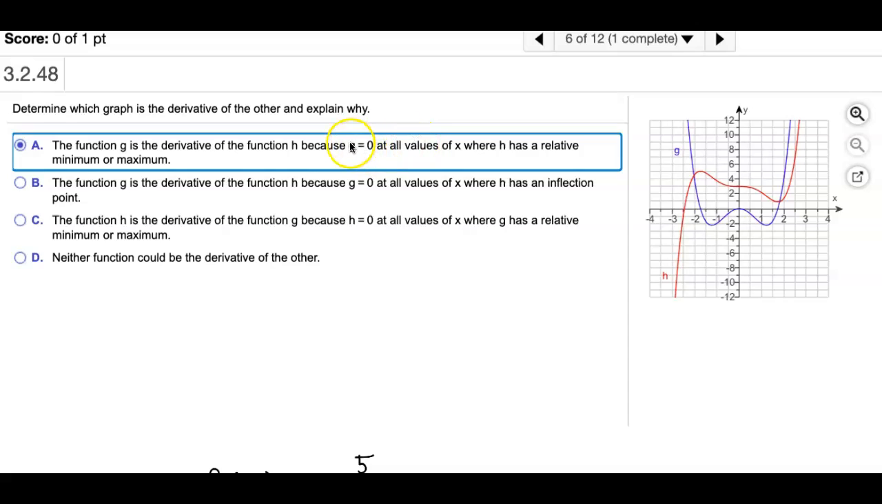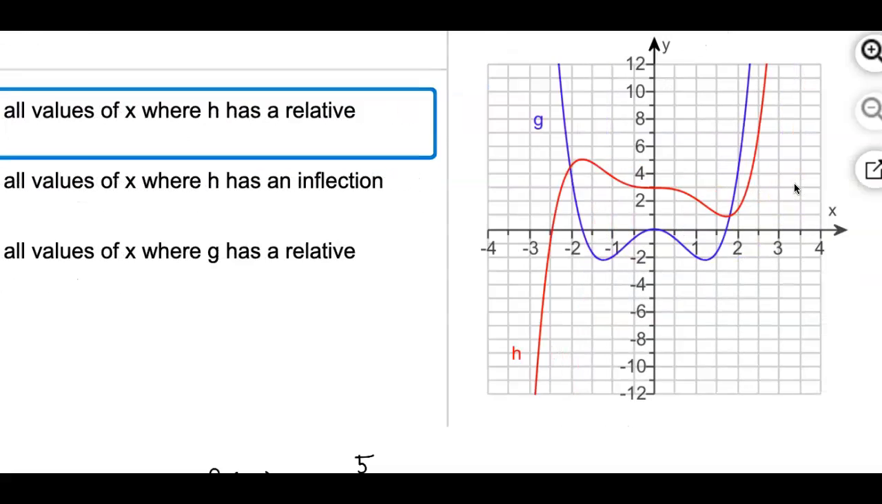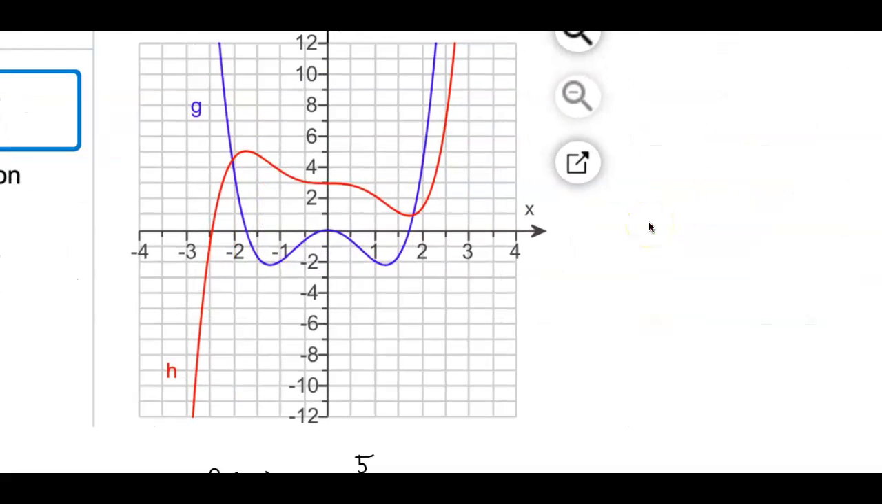It says G equals 0 at all values of X where H has a relative minimum or maximum. Now let's talk about that, okay? If you look at the red graph, if you try to sketch, I wish I could draw a picture on the screen. Hey, let me try something.